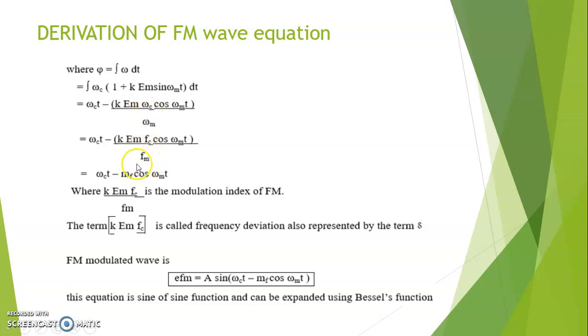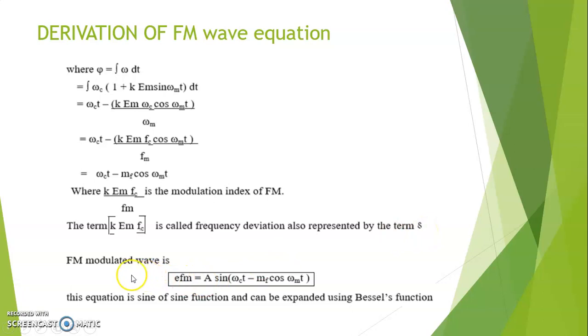Now this entire term, that is k Em fc by fm, we are going to write it as mf for the sake of simplicity, and this mf is called the modulation index of FM. The numerator term k Em fc is also called the frequency deviation and it can be represented by delta.